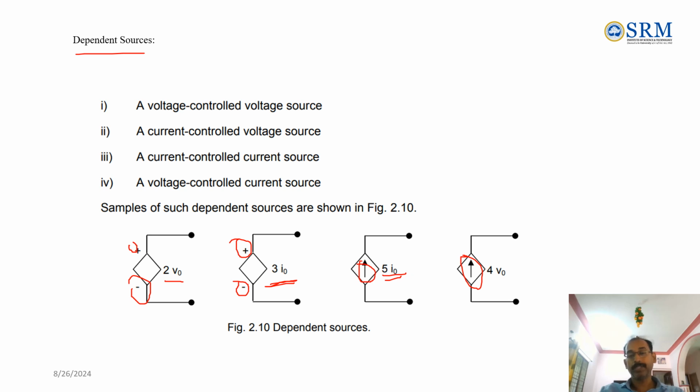What about this one? Again, this diamond symbol represents that it belongs to a dependent source. Again, this arrow mark says that it is a current source. It depends on the magnitude 4 V0. It means that this dependent current source depends on some other branch voltage V0, and is 4 times V0. So you can call this one a voltage dependent current source. That's all. This is the way in which you have to represent them.